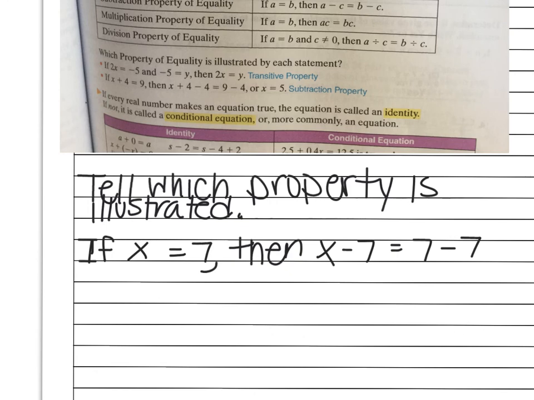So I did one of them for you. It says if x equals 7, then x minus 7 equals 7 minus 7. And so this is the subtraction property of equality, because you're subtracting the same number, 7, and it already told you that x equals 7. So this is the subtraction property.